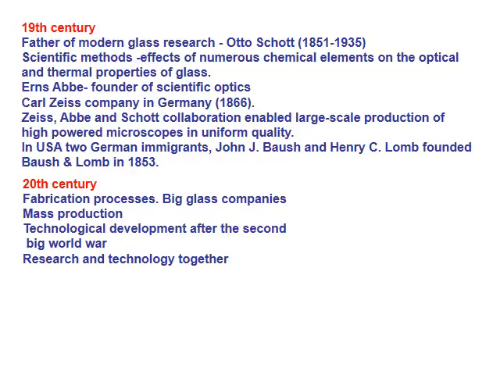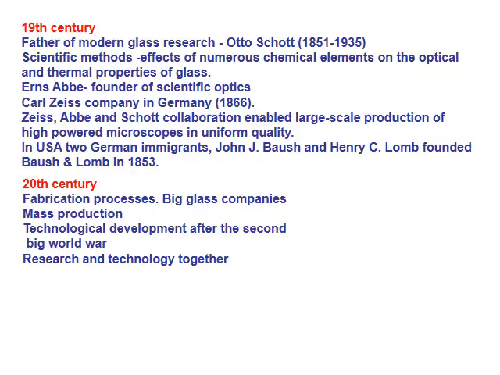From 2 centuries to now, we had in the 19th century the important work of Otto Schott in Germany, who is considered to be the father of modern glass research. From his work, scientific methods were developed to evaluate the effects of numerous chemical elements on the optical and thermal properties of glass. The Carl Zeiss Company was born in Germany. Zeiss was an optical and precision mechanics specialist, and founded an optical workshop in Jena in 1846 producing microscopes.